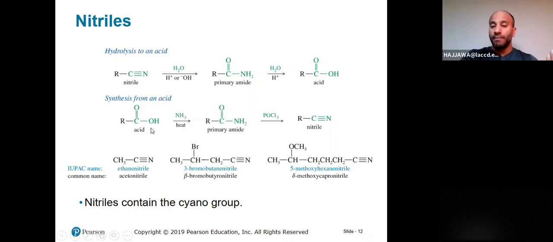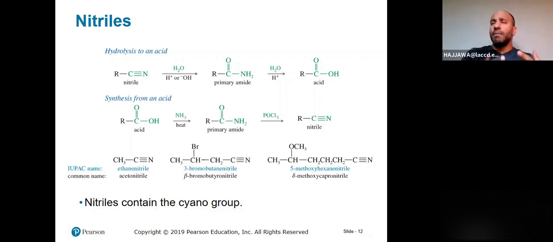So I will basically insert an ammonia or an amine to make an amide, and then take that amide and go through the step of POCl3, which is considered to be a dehydrating agent, and that will take off water from the amide to give you a nitrile. We will see this method later on when we discuss methods of prep of nitriles.